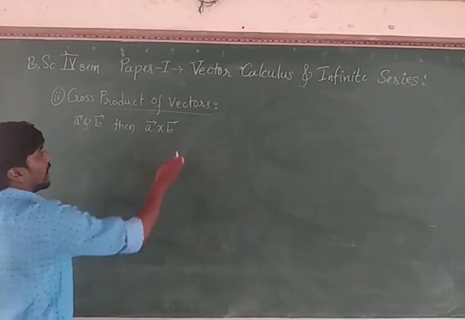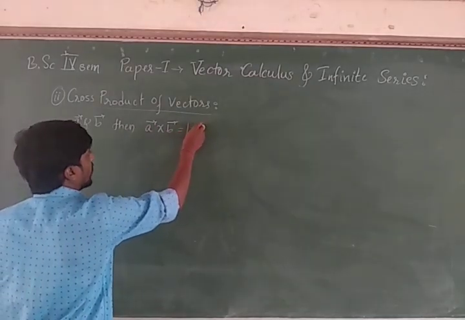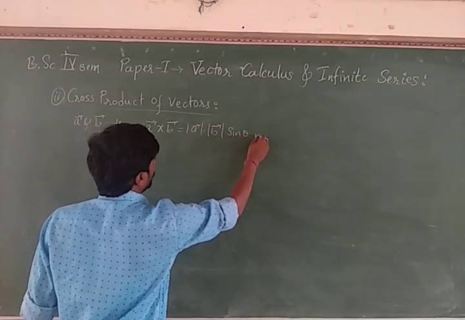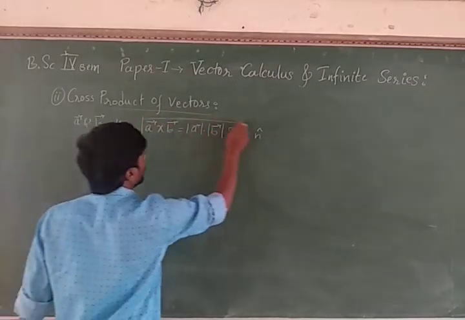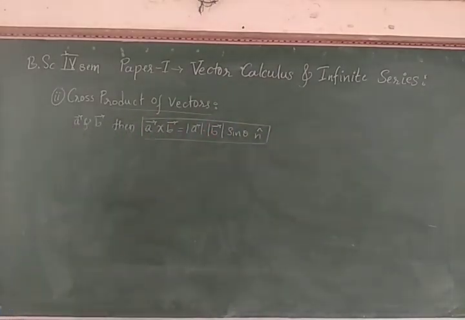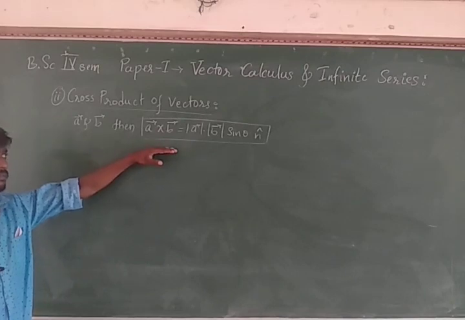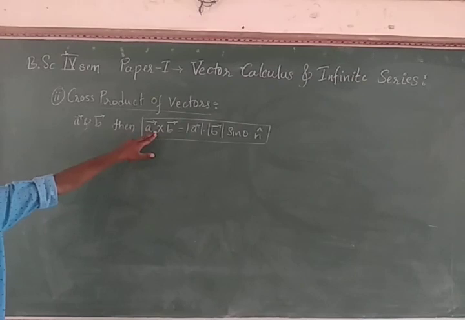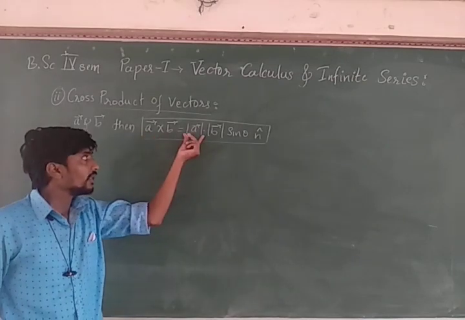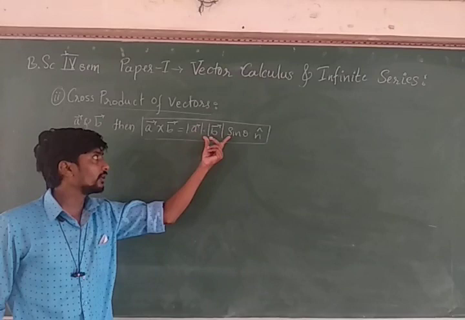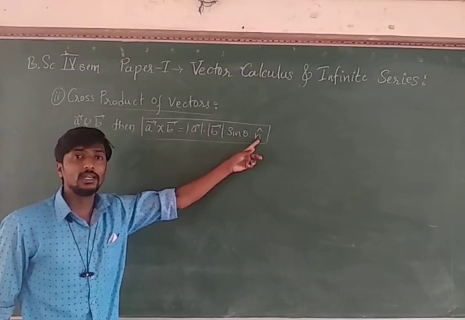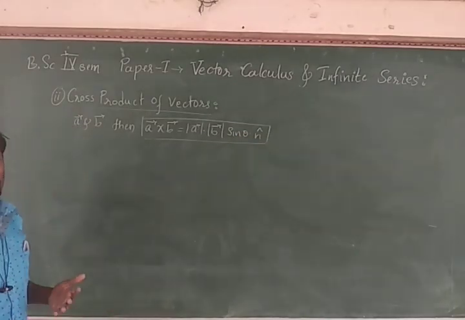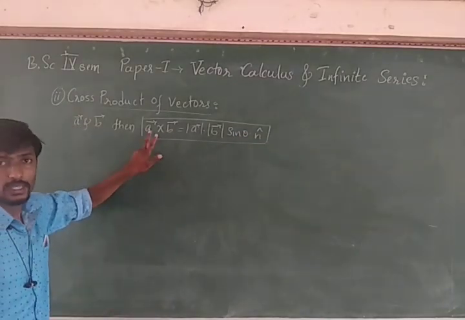So A cross B is defined as magnitude of A into magnitude of B into sin theta into n cap. This is the definition of the cross product. The cross product of any two vectors is denoted by A cross B, and it is defined as magnitude of A vector into magnitude of B vector into sin theta into n cap. So what is n cap here? n cap is showing the direction of A cross B.